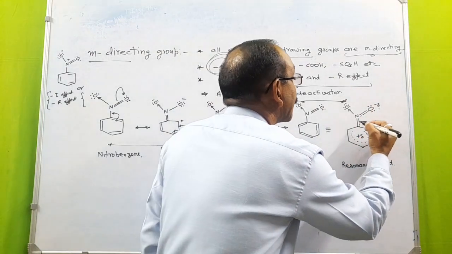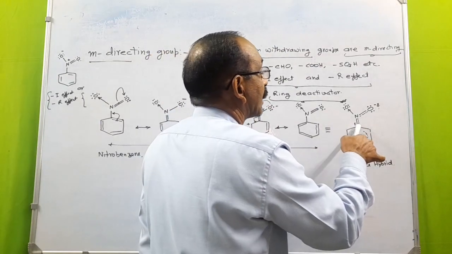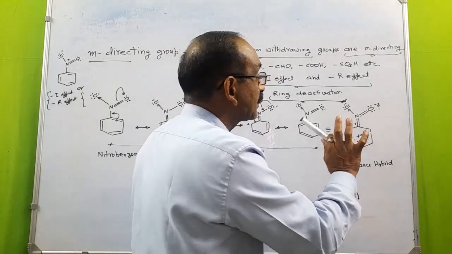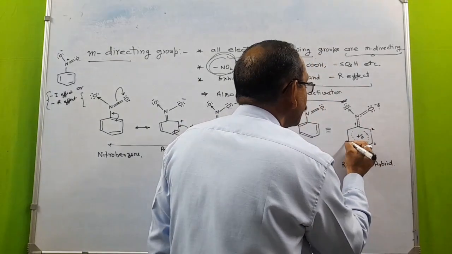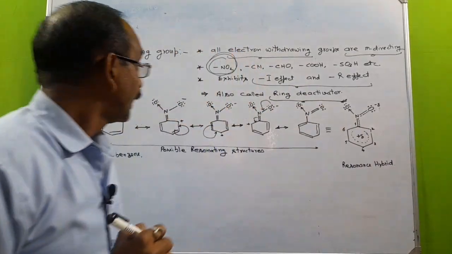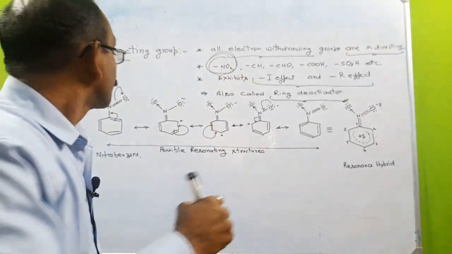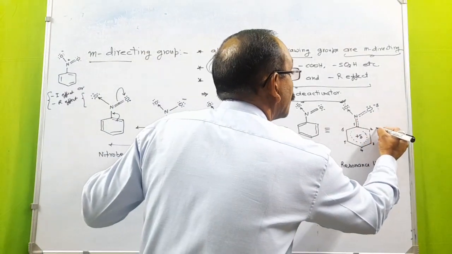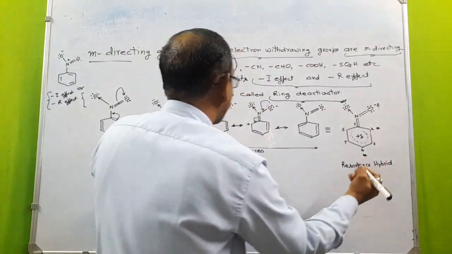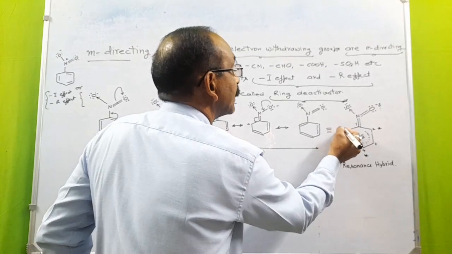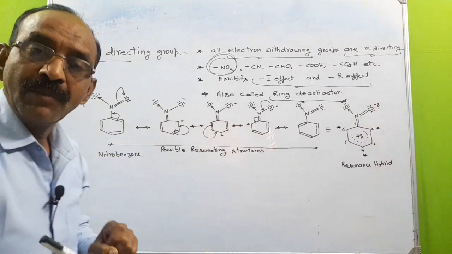Now, as you know, we must start numbering from the carbon at which the substitution occurs. So this carbon at which there is the NO2 must be counted as 1. See here, this is second position, this third, fourth carbon, fifth, and this one is sixth. Now, if we analyze the possible resonating structures, we found that at position 2, in the second one at 4, and at position 6, see here, these three sites are positively charged.